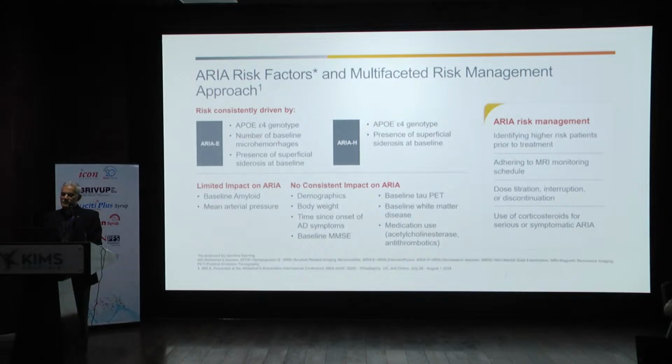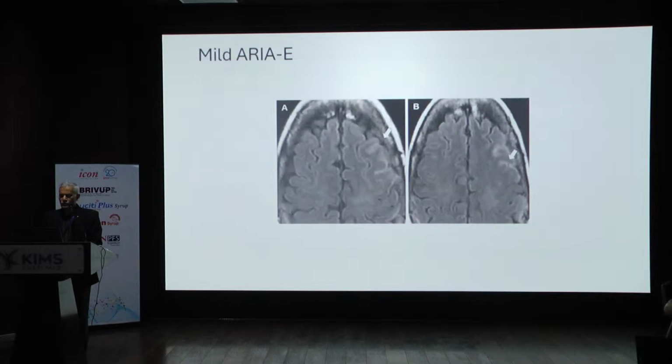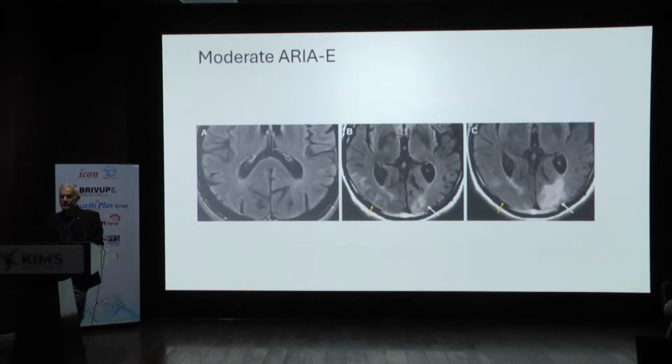For ARIA-H, it is almost the same. So, what are the ARIAs? ARIA-E is edema in the brain that was not there before starting the therapy. Before you infuse, you have an MRI which shows no brain edema, particularly in the white matter areas and the gray matter junction. But if you have a new development after infusion, this is ARIA-E. These are inflammation, if you can pick up the edema on a good MRI.